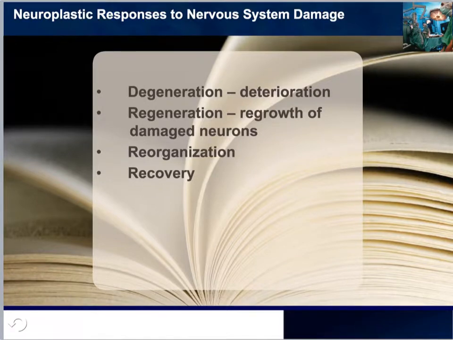So far, we've learned about causes of brain damage and neurological diseases associated with brain damage. We'll now be focusing on the neuroplastic responses to brain damage. We'll be focusing on degeneration, regeneration, reorganization, and recovery of function.